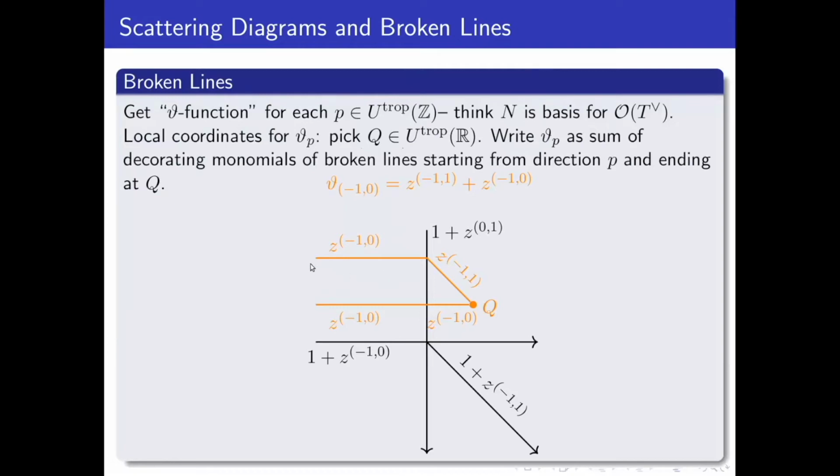And now we look at all the broken lines that start with that initial decorating monomial and end at the base point Q. Well, there's only 2 of them, and there are these ones shown here. And now we'll just add the decorating monomials in the final domains of linearity. So what this picture is showing is that theta minus 1, 0 in the system of coordinates corresponding to this base point Q is z to the minus 1, 1 plus z to the minus 1, 0.